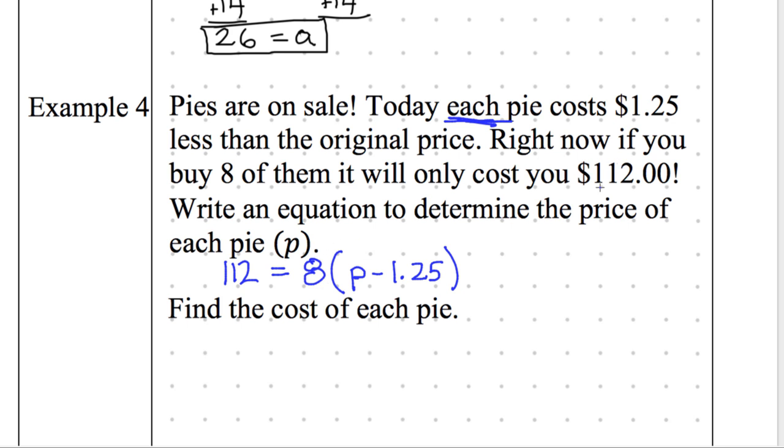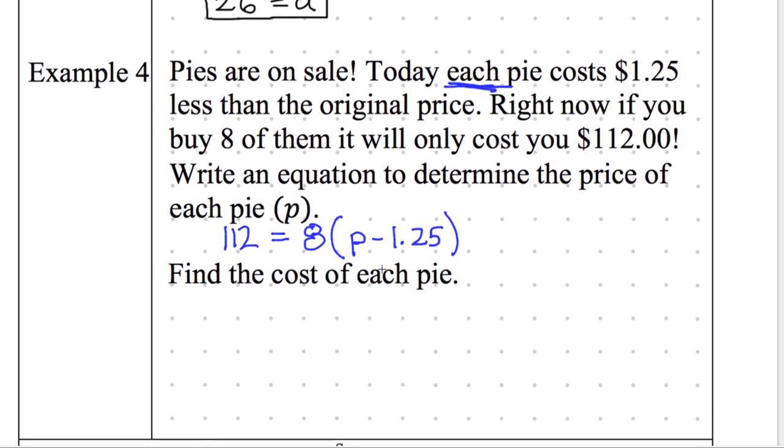All right, yeah, so $112 is the total cost. 112 is the total cost when I do the following things. Well, first, each pie, P, has to be subtracted by 1.25 because we have a discount going on. 1.25 is the discount for each of these P's. After I do the discount, I'm buying 8 of them. That 8 multiplies after I do the discount, which is why the discount is inside parentheses. Perfect. So everyone has this written down on their paper or some form of this.